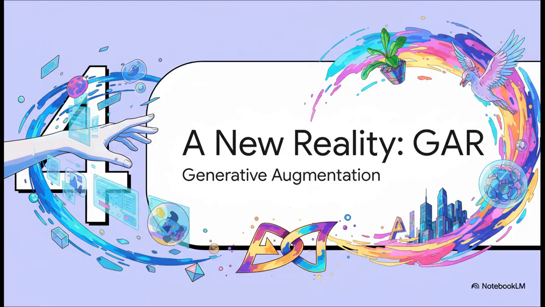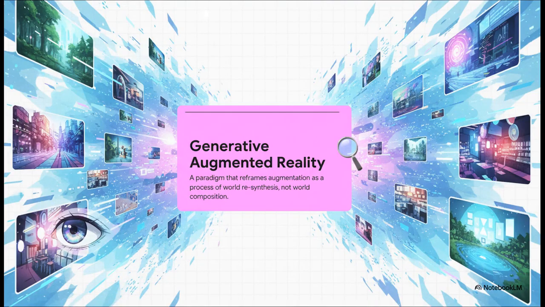So, what do you think happens when you take AR's ability to see the world and you mash it together with generative AI's ability to create the world? Well, you get something totally new, something we call Generative Augmented Reality, or GAR. Now, this is the key. You gotta get this part. GAR is not about layering stickers anymore. The new game is called World Resynthesis. It's a total paradigm shift.